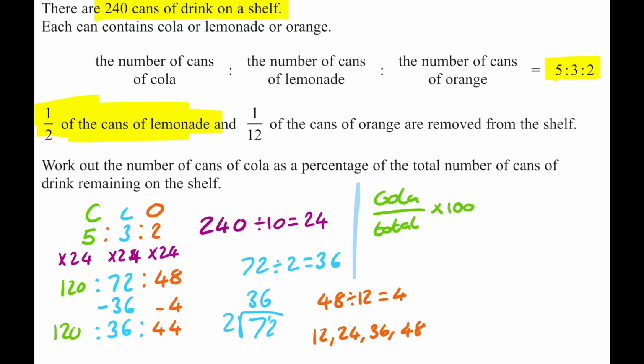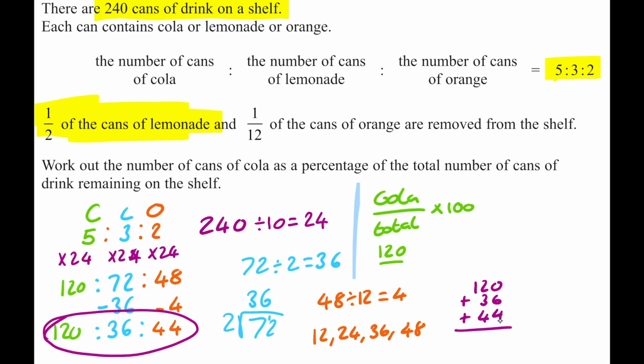So there are 120 cans of cola. We now need to find the total. We find the total from these values here. We then do 120 plus the 36 plus then 44. 0 plus 6 plus 4 gives you 10. 2 plus 3, 5 plus the 4, 9 plus the carried 1 also gives you 10. 1 plus 1 then gives you 2. So that is then 120 over 200.